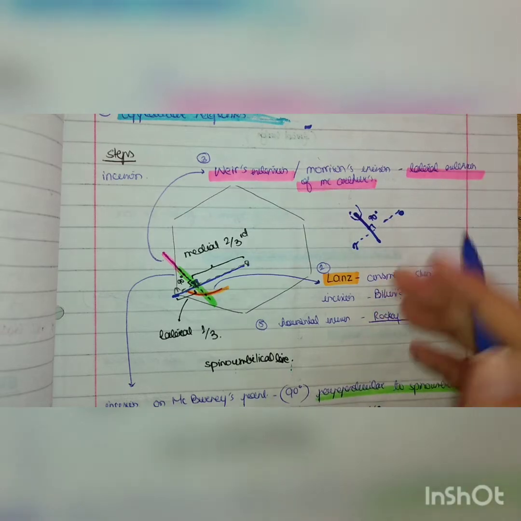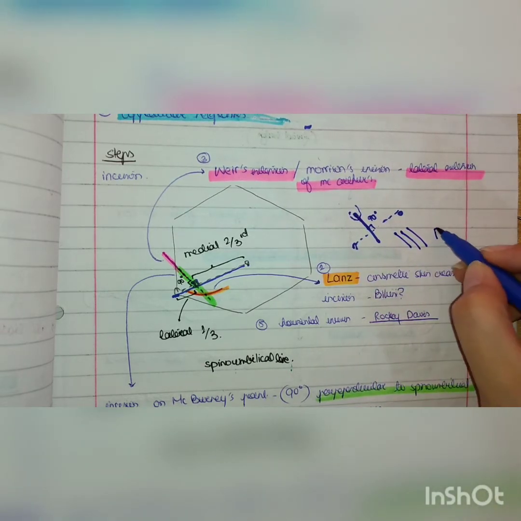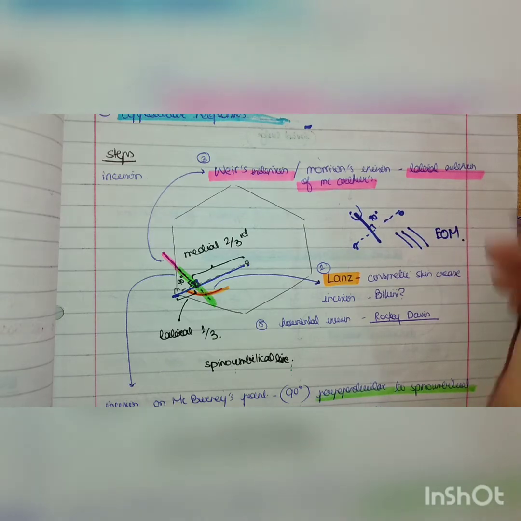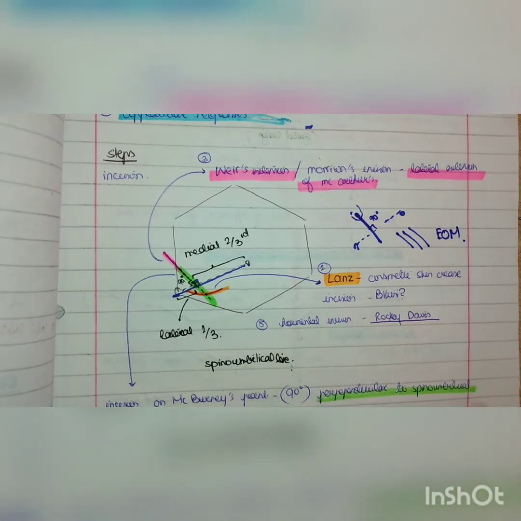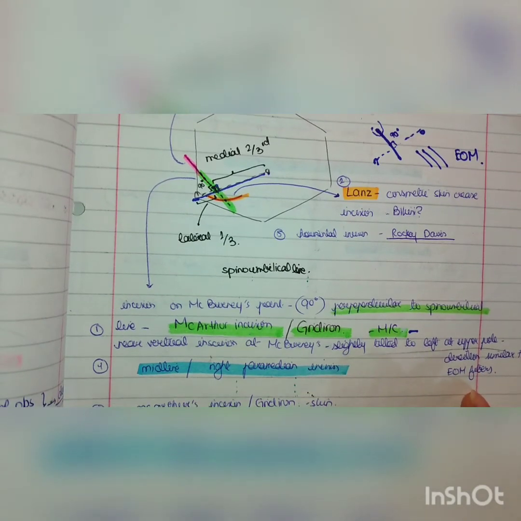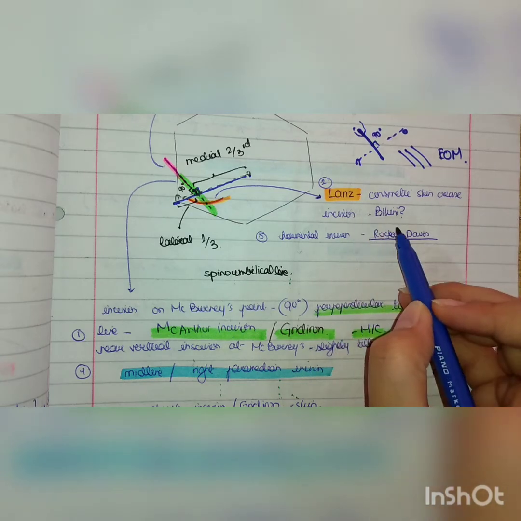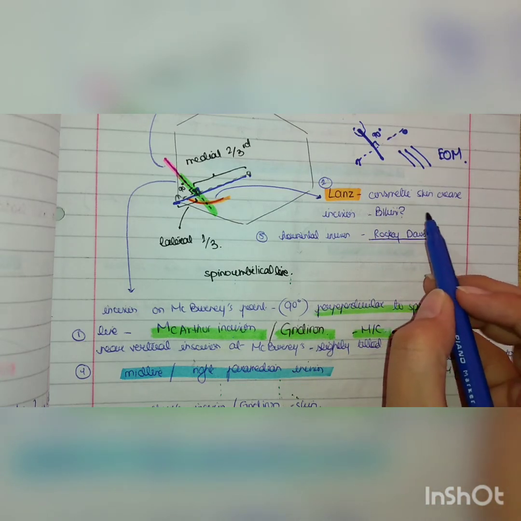Okay, so why is it given like this? This direction is actually similar to the fibers of the external oblique muscle, the hands-in-pocket direction, so they can be incised along this direction. Now another type of incision that we can give is the Lanz incision. This Lanz incision is actually a cosmetic skin crease incision.